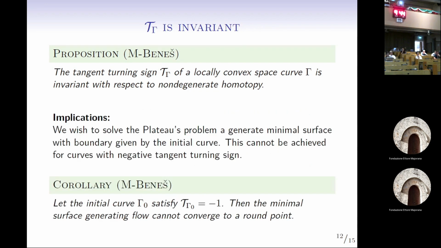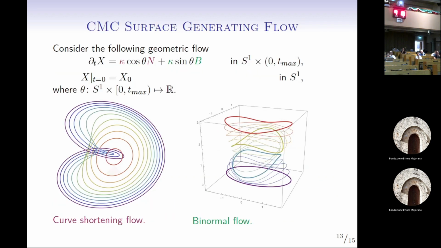And what it means for the geometric flows that we are discussing in this presentation is that if the tangent turning sign in the beginning is -1, then the flow cannot converge to a round point, creating a topological disk.